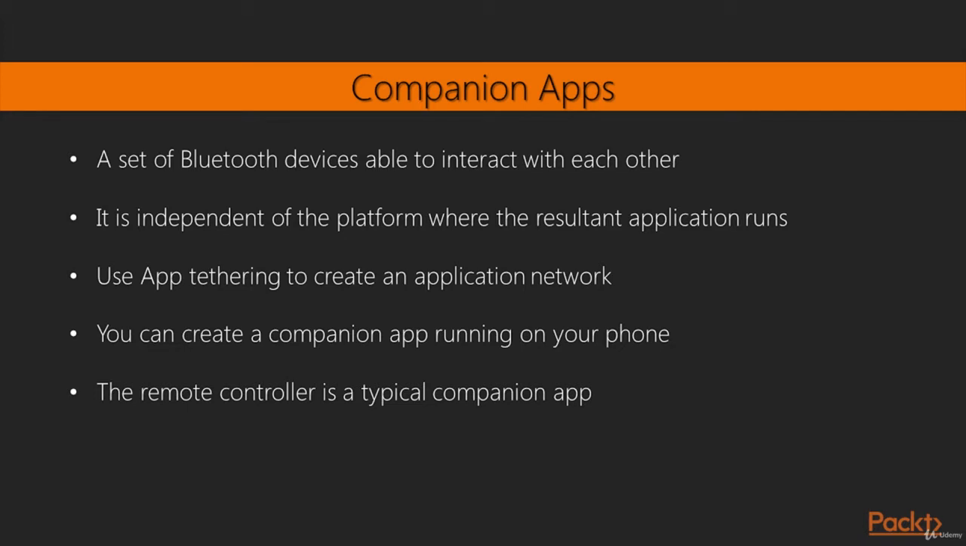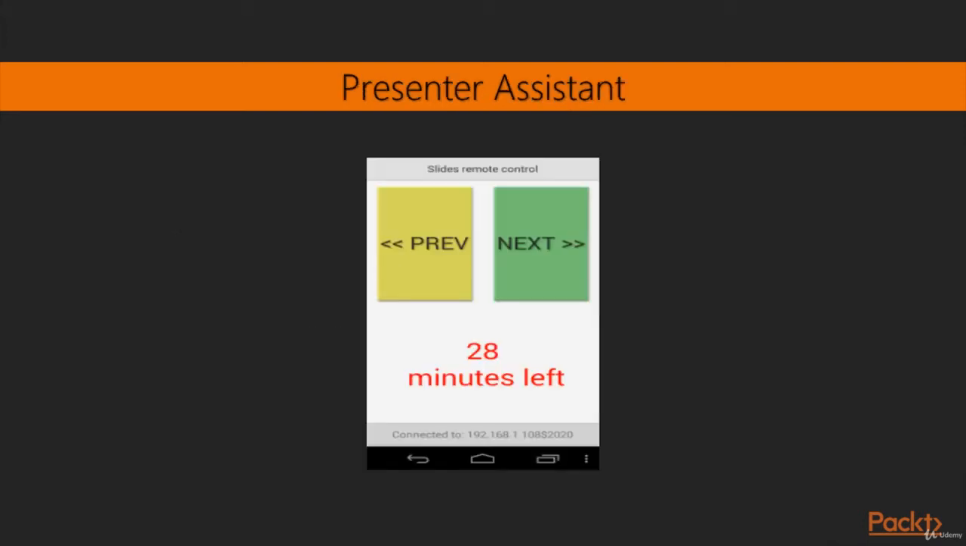Using app tethering, you can create a companion app running on your phone that is able to control the media center to play and stop a video, to go forward, or to go to the next video. The remote controller is a typical companion app of your media center. There are some nice examples of app tethering on the internet, and some others have been provided by Embarcadero, but in this video, we'll talk about a completely new app. We'll develop a presenter assistant.